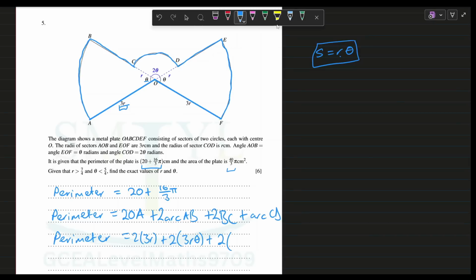So for BC, notice how BC is going to be your OB, which we know to be 3r, minus our OC, which we know to be r. So OB minus OC gives us BC. So that's 3r minus r, which gives us a 2r. So you can say that this is 2r plus arc CD. So arc CD, that's this arc here that has a radius of r and an angle of 2 theta, like that. So this is our perimeter.